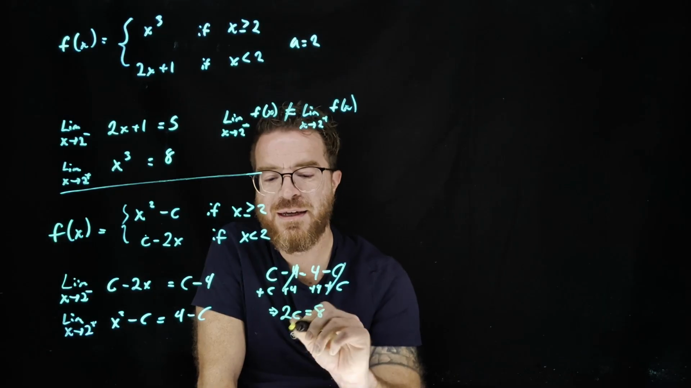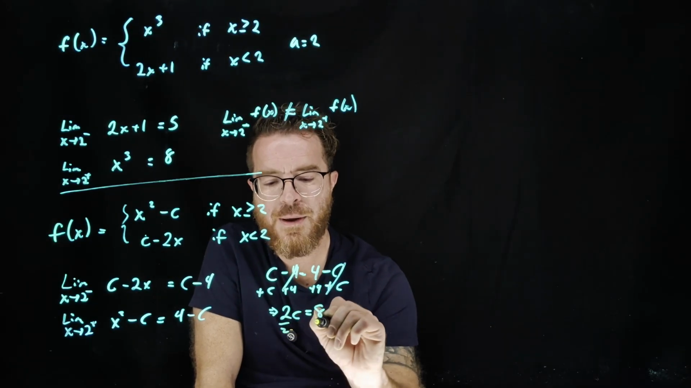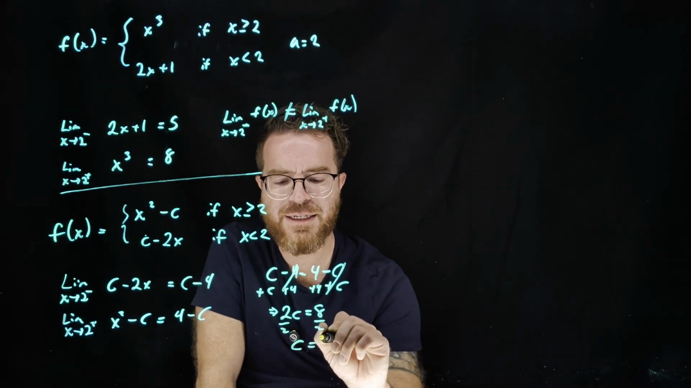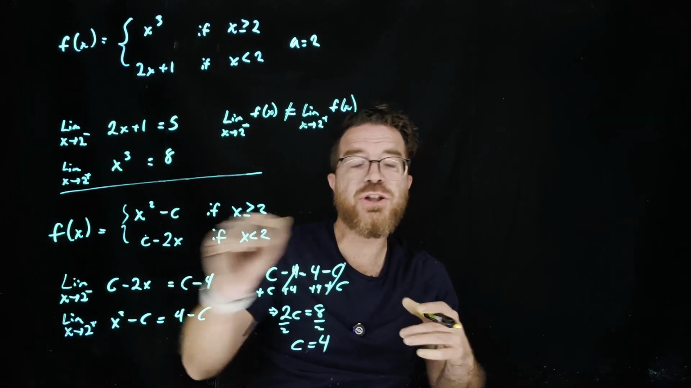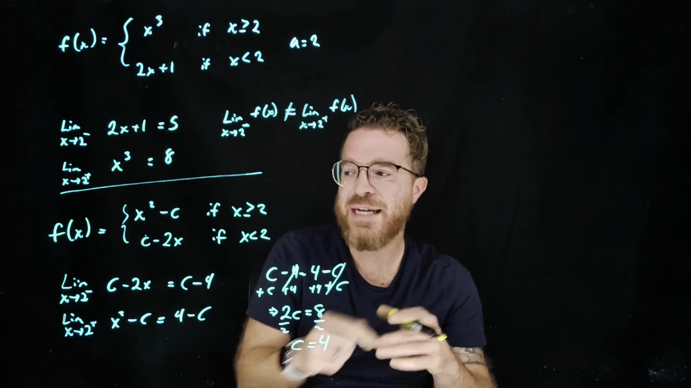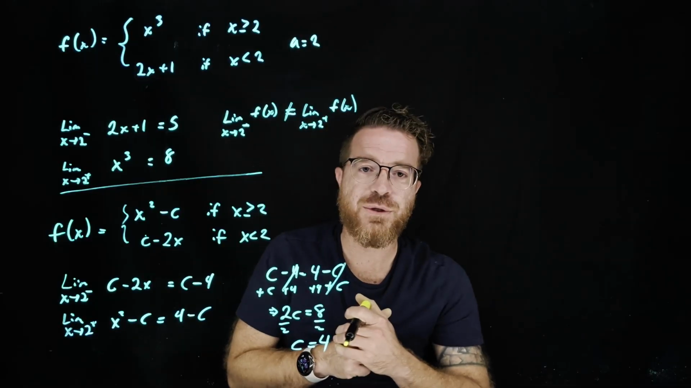2c is equal to 8. Divide by 2, and I'm going to get c is equal to 4. This is the value for c that would make these two have the same limit from the left and the right at the value 2.